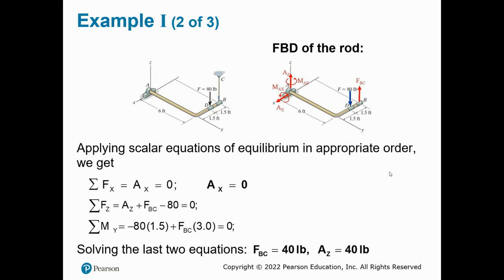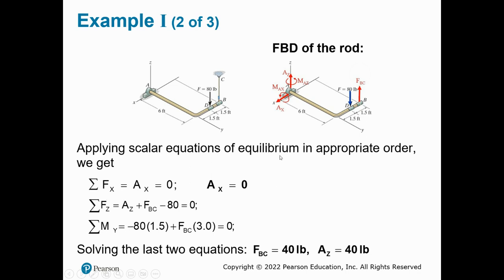We write our scalar equations. Since there's no other force along the x direction, we can simply conclude that AX equals zero. AX is the only force along the x direction. Now along the z direction, we have AZ, we have the 80 pounds coming down, and we also have that FBC. So there's my equation for Fz.